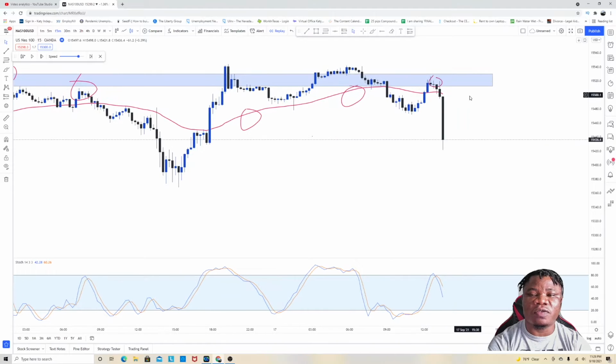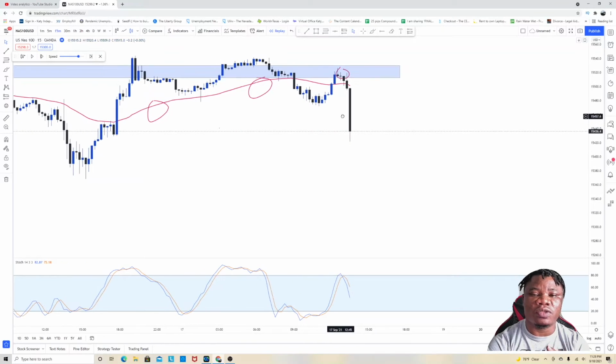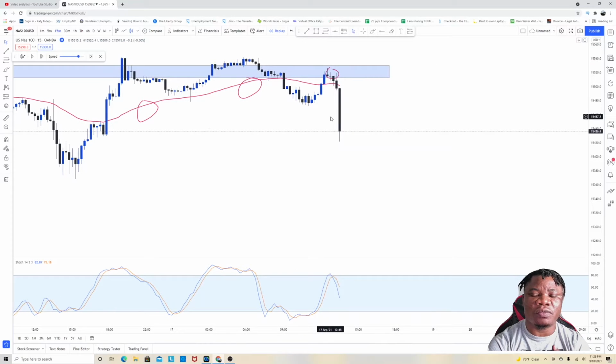Now we have that confirmation, and if we have a look here at the stochastic indicator as well, we can see that the blue line actually crossed the yellow line. This is now telling us that it's time for us to sell this trade. We need to take a sell position. Now that we have those confirmations met, we can see that we had a pullback, price rejected the previous resistance zone, and now we have price below the 50 EMA.